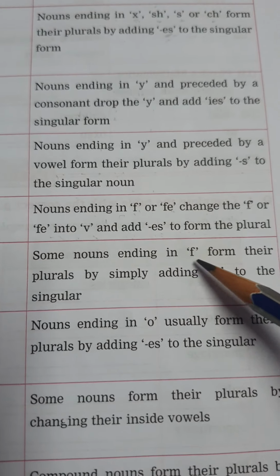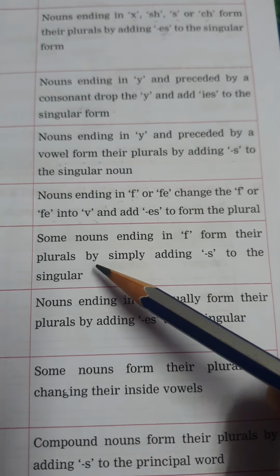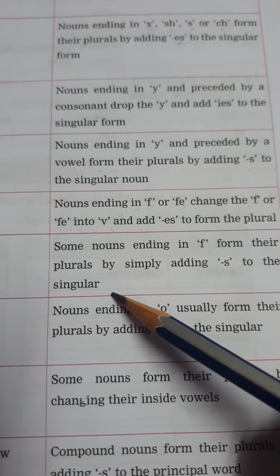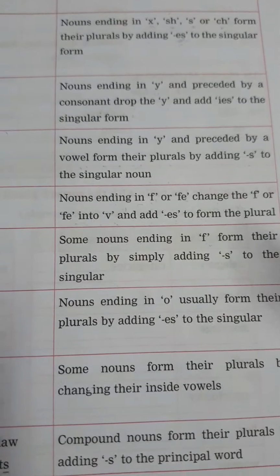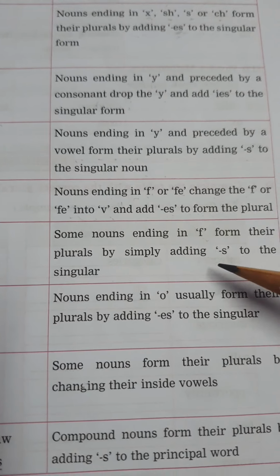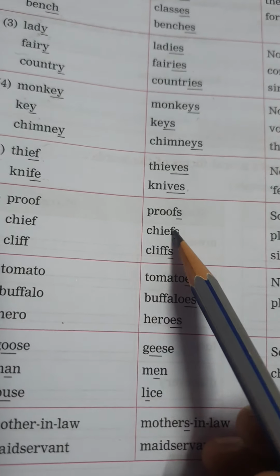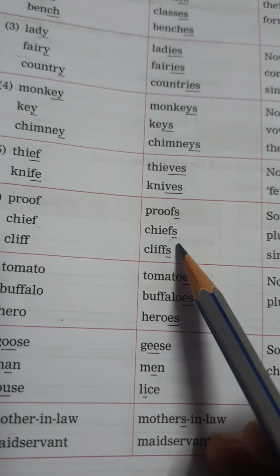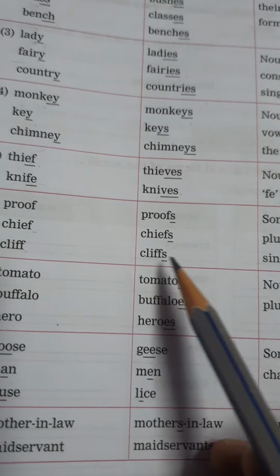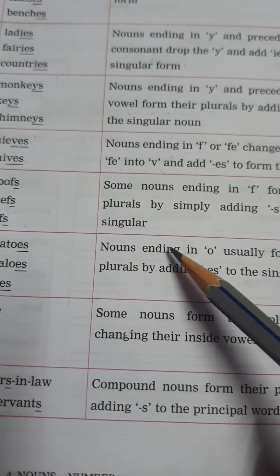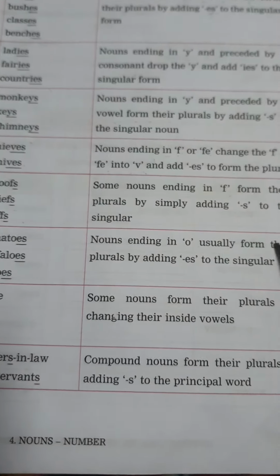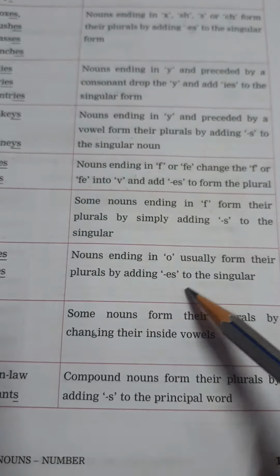Okay, so let us see the sixth example. Some nouns ending in f form their plurals by simply adding s to the singular. Now there are some nouns which end with what? F. Okay, then we have to make it plural by simply putting s. Now see this: proof, proofs. Chief, chiefs. Cliff, cliffs.